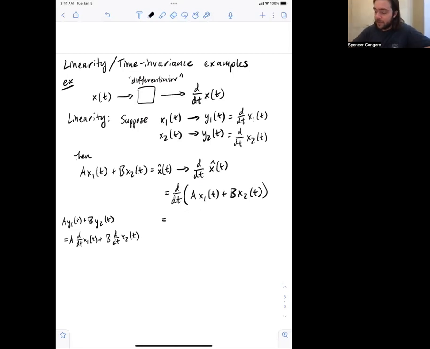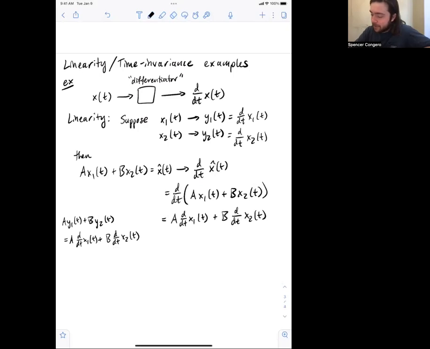The derivative of a function times a constant is just that constant times the derivative of the function. And the derivative of a sum of two functions is just the sum of their derivatives. Okay, these are basic calculus facts. So we know that the derivative of this entire thing is just a times the derivative of x1 plus b times the derivative of x2. We're proving linearity for the system, and we're using linearity of the derivative from calculus that we already know. And now you can see that's exactly what I have here.